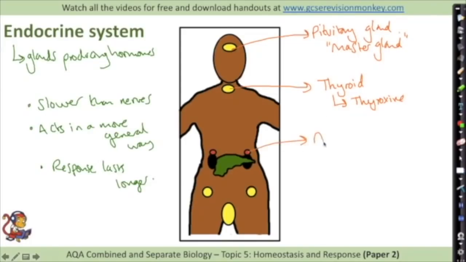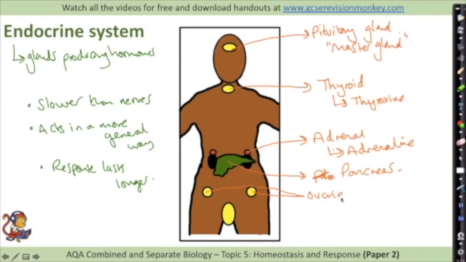The adrenal glands here produce adrenaline. You've got the pancreas here, a really important gland that produces lots of different hormones, and we'll talk about the pancreas later on too. And depending on whether you're male or female, females have ovaries, and we'll talk about those when we talk about the menstrual cycle, and men have testes, and the hormone that's produced there is testosterone.